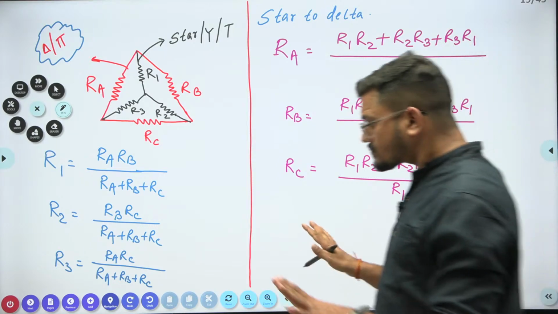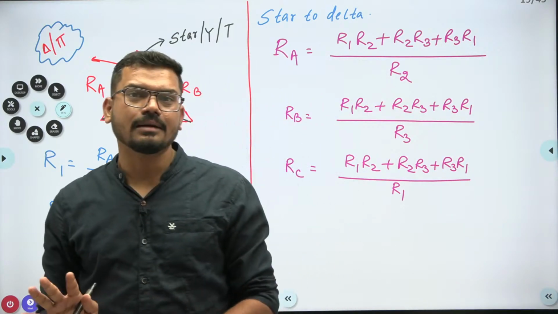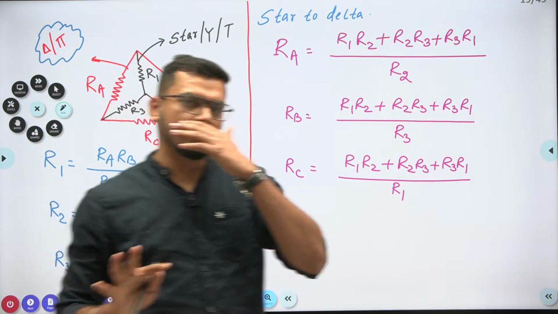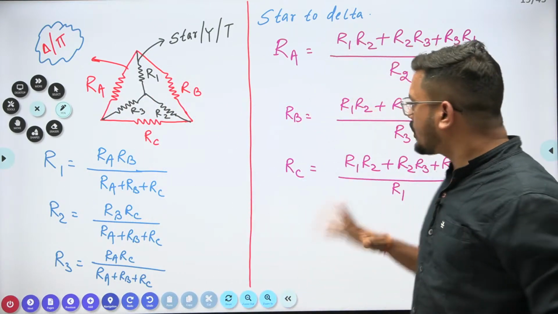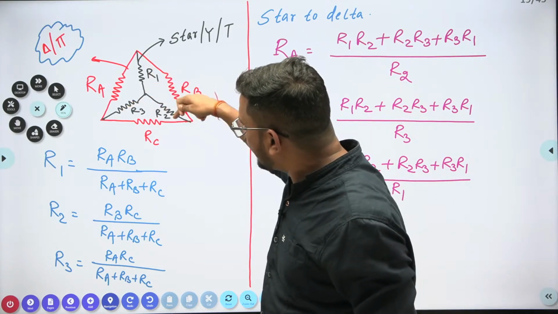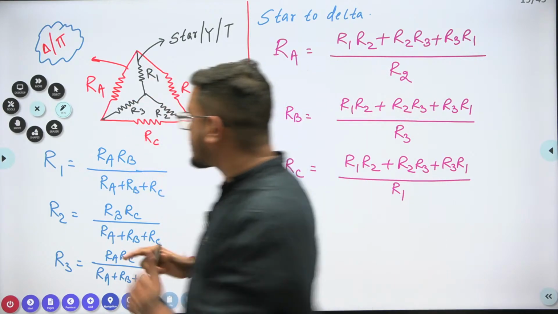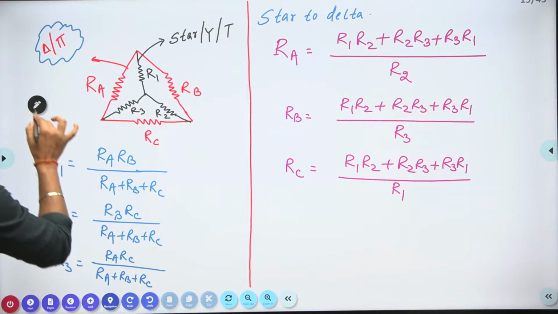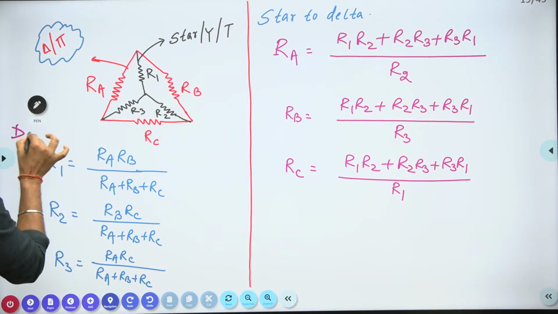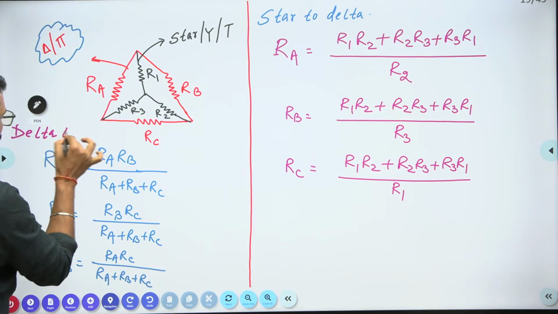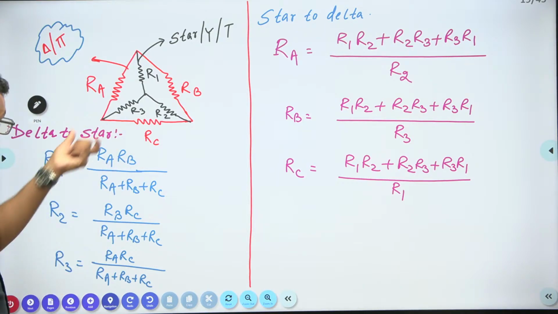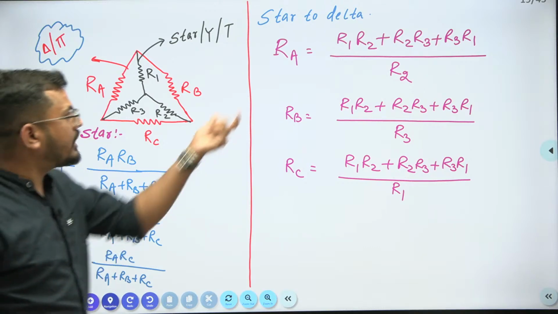देखो, सिंपली मैं याद रखने का तरीका बता रहा हूँ जी. ध्यान से सुनो. ये स्टार है ना, तो स्टार हम लोग कब लिख रहे हैं? So we are writing star. So this is delta to star conversion. So we are writing star only. Here we are writing delta.